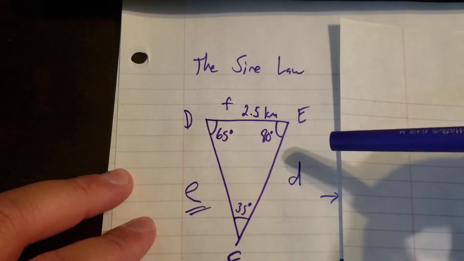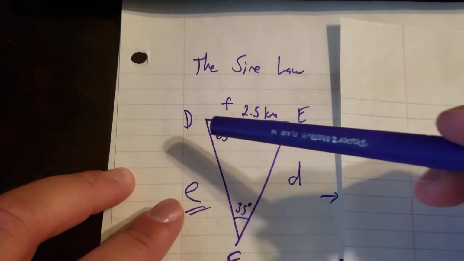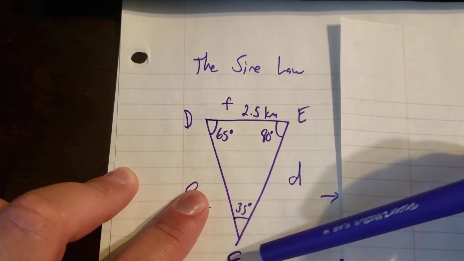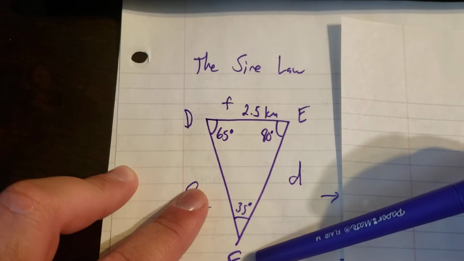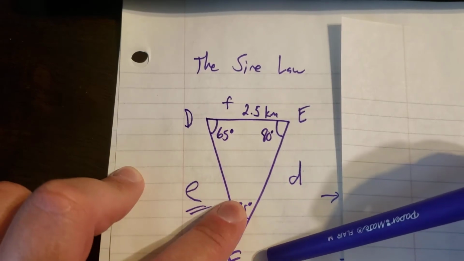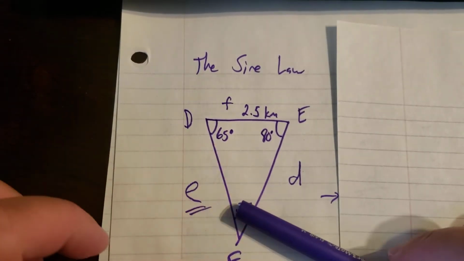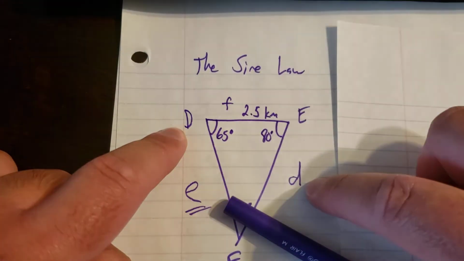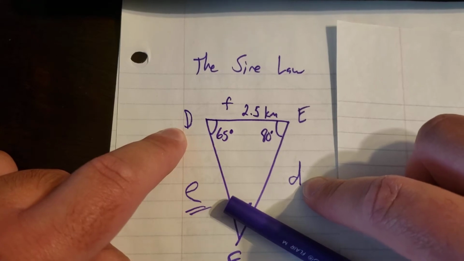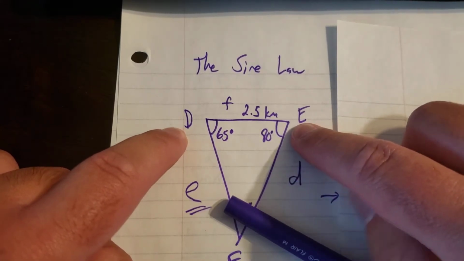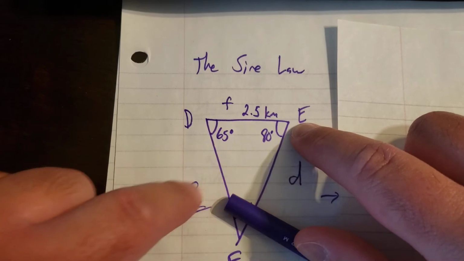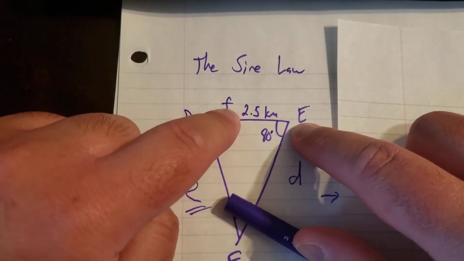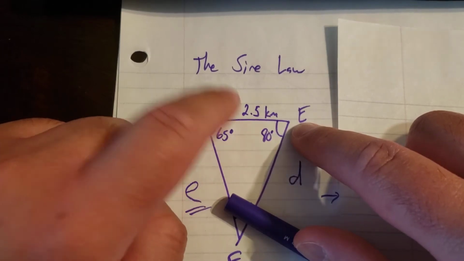Okay? So by convention, angles are represented with capital letters. As you can see, capital D, capital E, capital F. And side lengths are represented with lowercase letters. In this case, this is capital D, then across from it will be lowercase d. This is capital E, so the side across from capital E would be lowercase e. This is capital F, so the side across from capital F would be lowercase f.